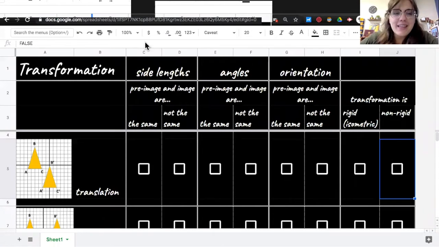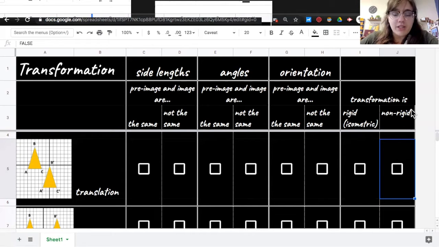Great. Hey guys. So today our focus for this activity is really on the different types of transformations and if they are rigid or non-rigid. We are going to answer a couple of these questions about a shape or a transformation, and then we are going to determine whether that transformation is rigid or isometric or non-rigid.